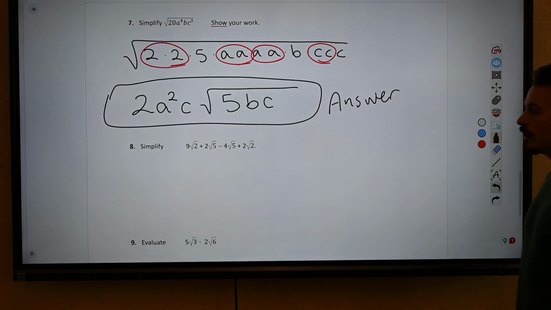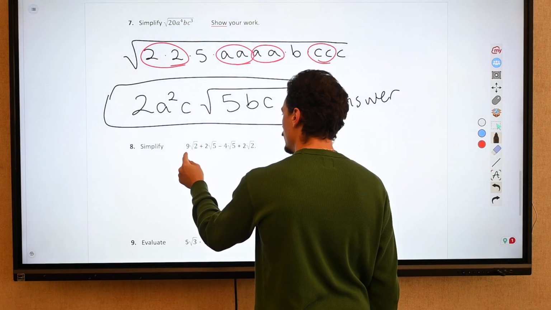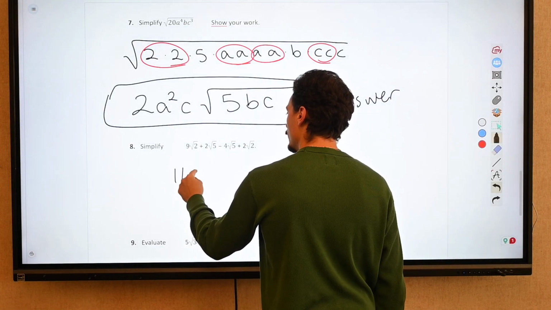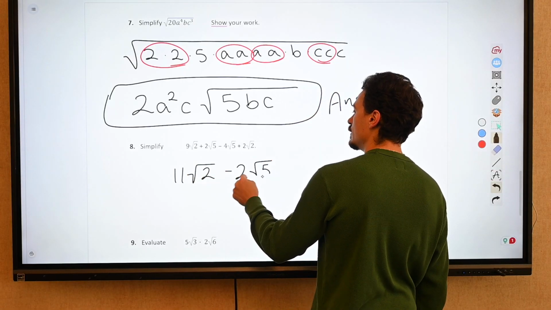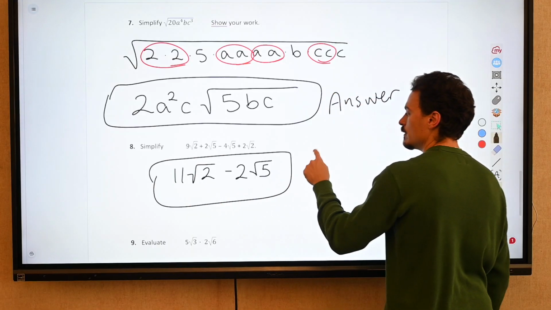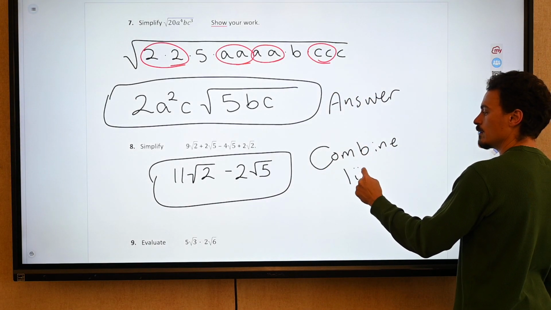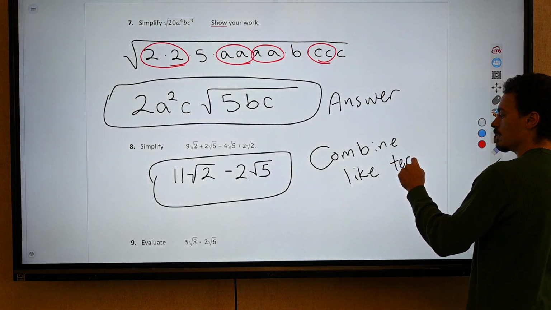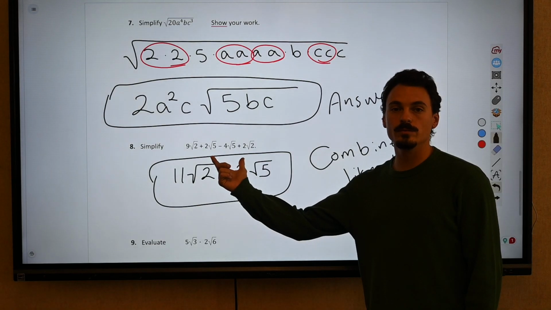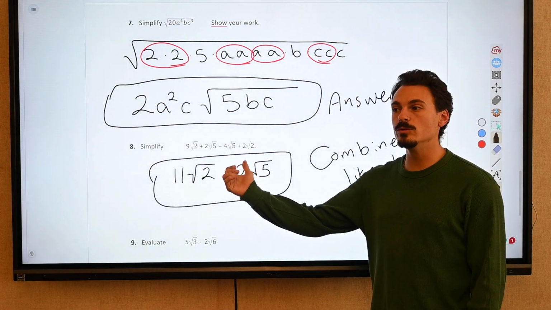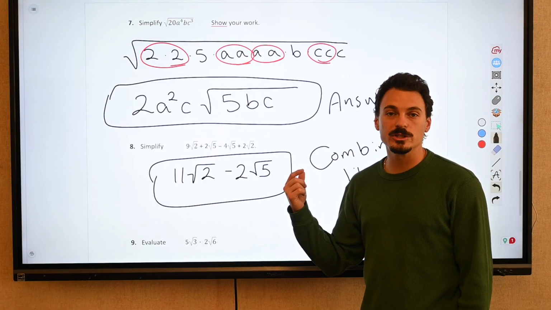Okay? Right here you combine like terms. So I can do 11 root 2's and then negative 2 root 5's. So this is the same as combining like terms, like if you had a variable. So anytime you have a root that is the same, you can add or subtract the coefficients in front of that root.